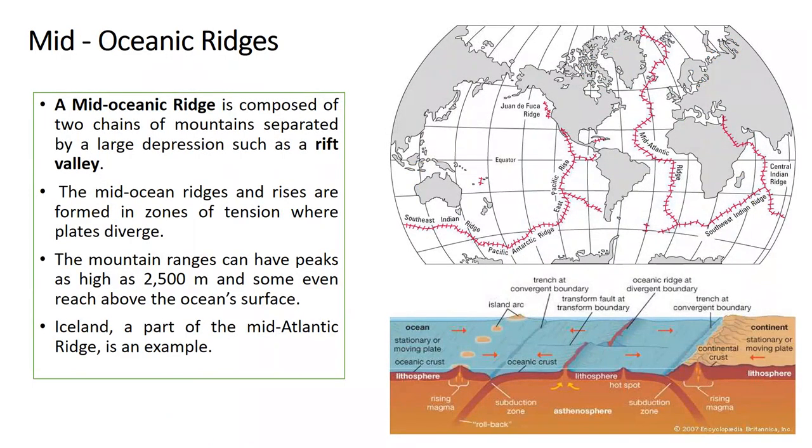Another feature of the ocean basin is the mid-oceanic ridges. The mid-oceanic ridge is composed of two chains of mountains separated by a large depression such as a rift valley. A rift valley is basically a valley with two steep sides. The mid-oceanic ridges, also known as rises, are formed in zones of tension where plates diverge from each other.